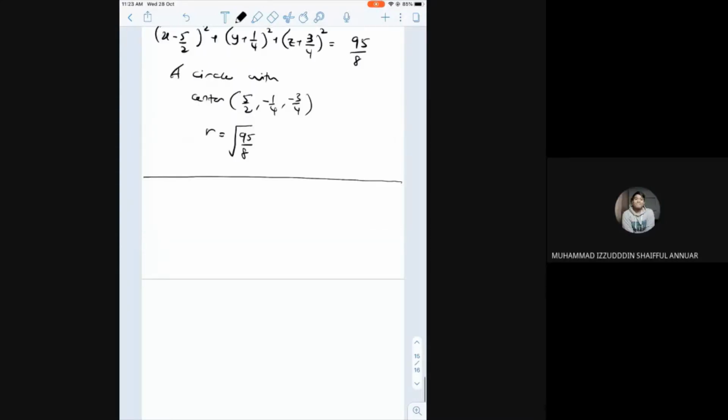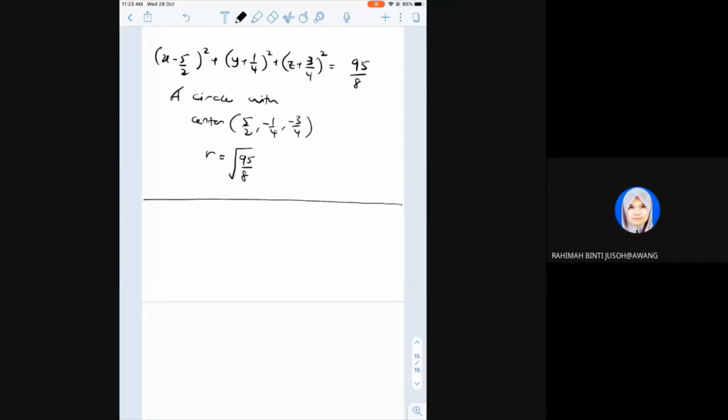Salin. Okay, sphere and ellipsoid. Alright. So kita buat sketch 3D pula. Tadi kita baca equation. So right now we sketch 3D for sphere and ellipsoid. I will give you example. Sketch the following surfaces.